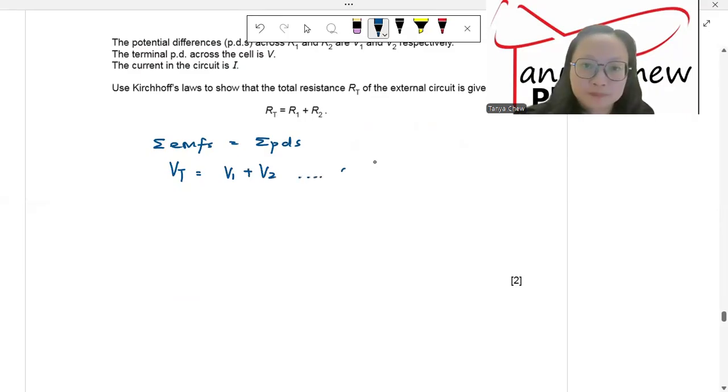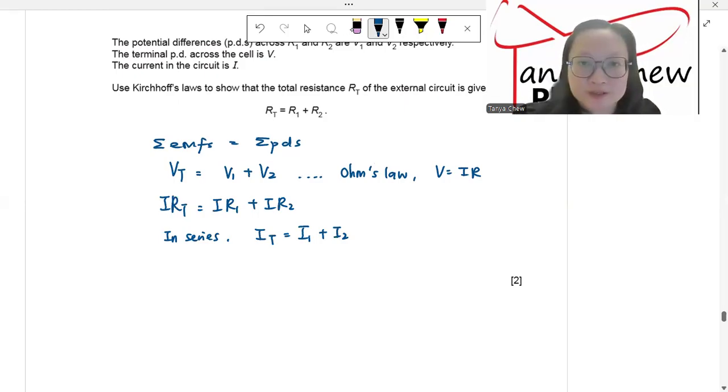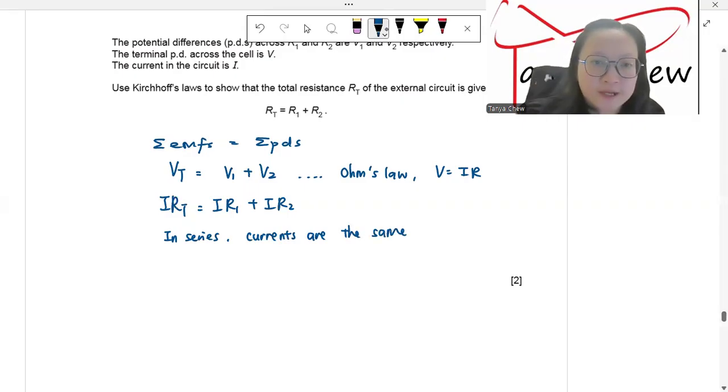By using Ohm's law, V equals IR. So this is I, it's just I because they give us the symbol. I times RT is equal to I R1 plus I R2. So in series, the currents are the same. So you can cancel the current. That is why you are left with RT is equal to R1 plus R2.